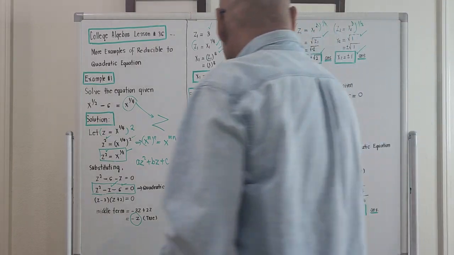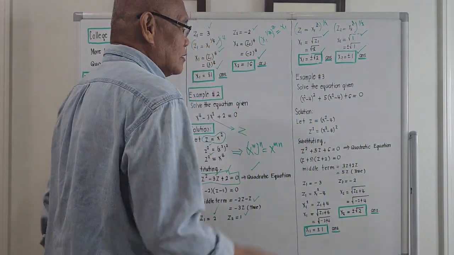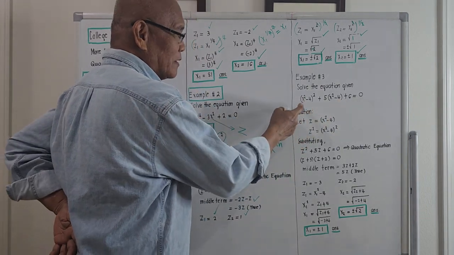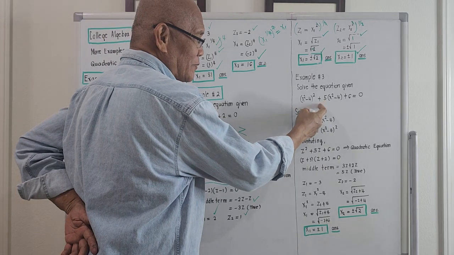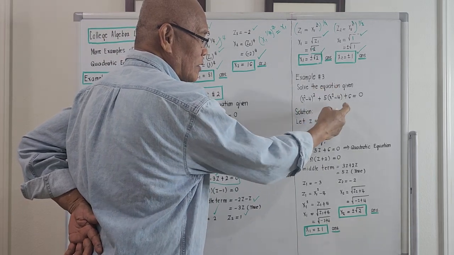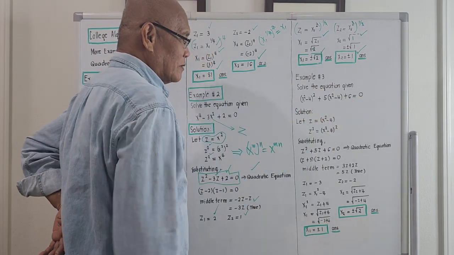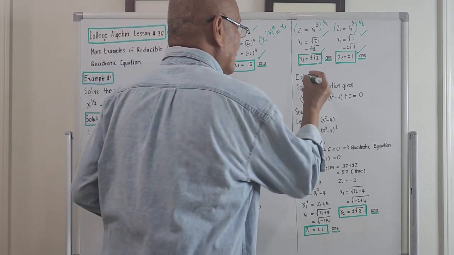For example number 3, solve the equation. We are given the quantity x squared minus 4 quantity squared plus 5 times quantity x squared minus 4 plus 6, and this should be equal to 0.